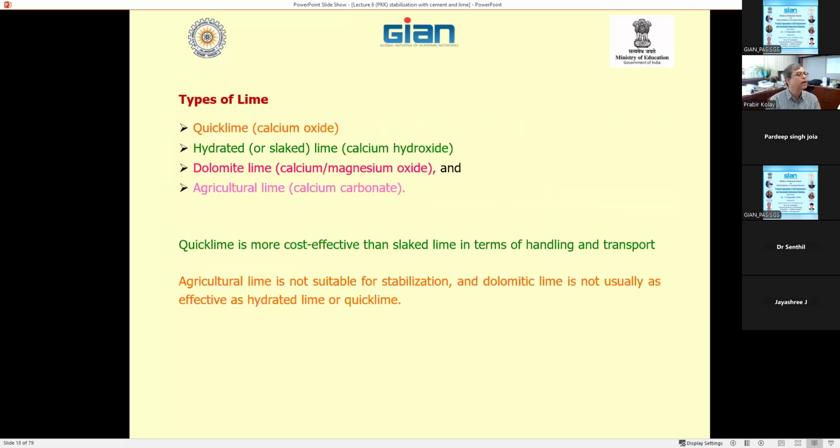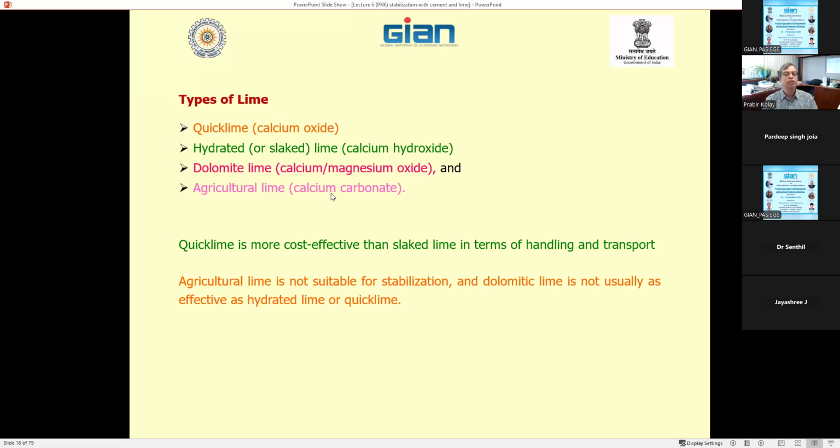Quicklime is basically calcium oxide. It's in dry form. When calcium oxide is added with water, it forms calcium hydroxide, that is hydrated lime, sometimes called slaked lime. Then there is dolomite, that is calcium or magnesium oxides. And then we have agricultural lime, that is calcium carbonate, which we don't want for soil stabilization.